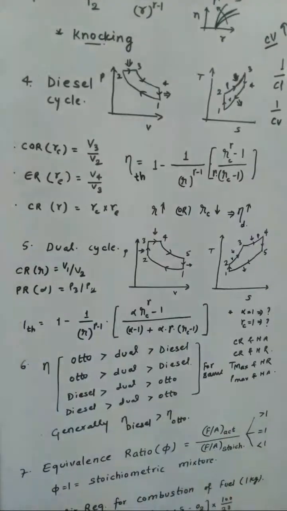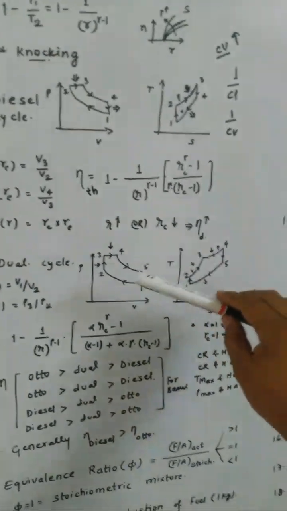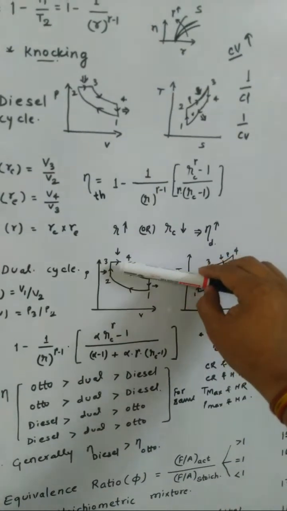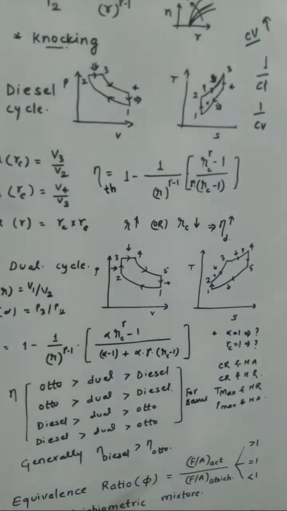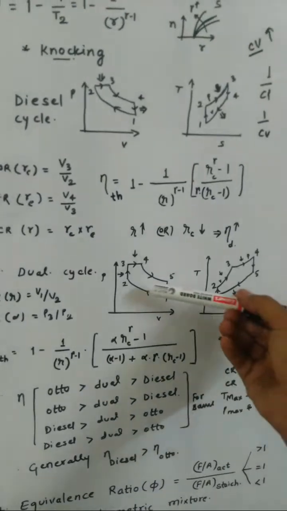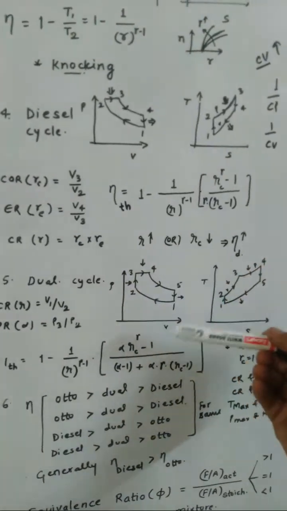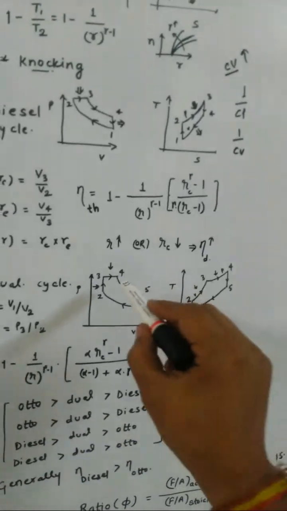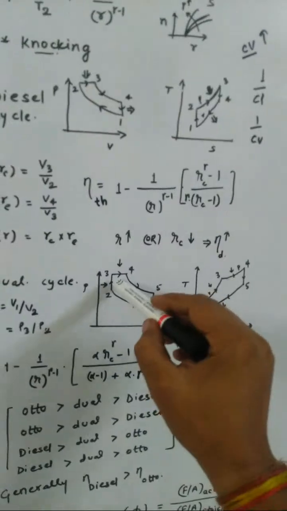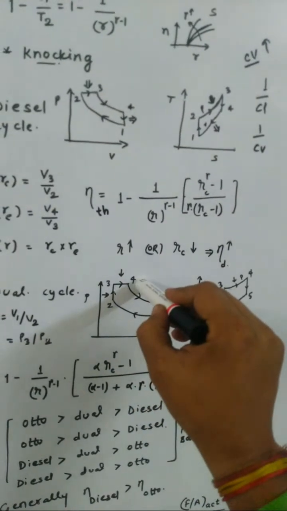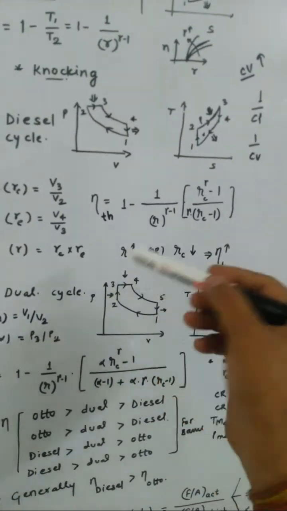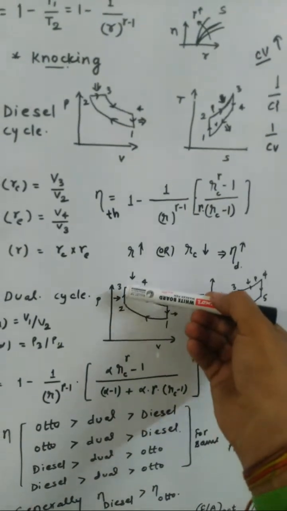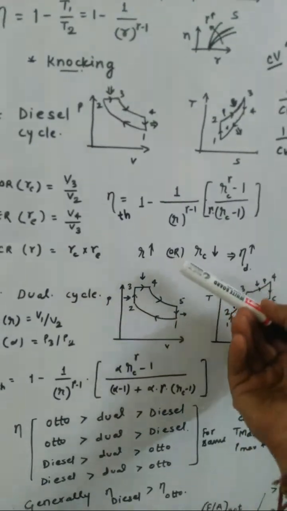Next is the dual cycle. In the dual cycle, we have both constant volume heat addition as well as constant pressure heat addition. So this can be a very general derivation for both Otto and diesel. If we make changes like V3 equals V4, this becomes the Otto cycle. Or if we say P2 equals P3, it will become the diesel cycle.